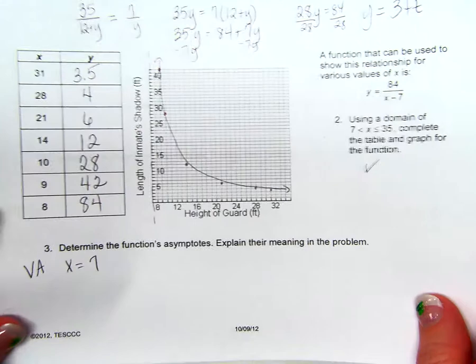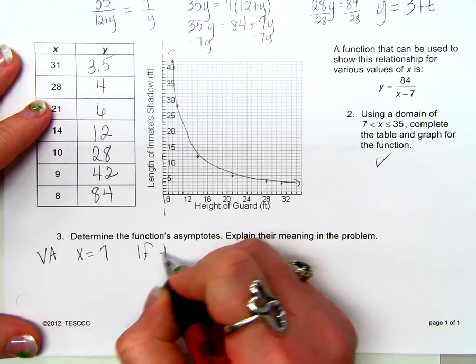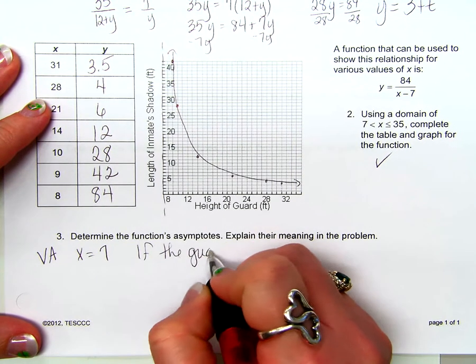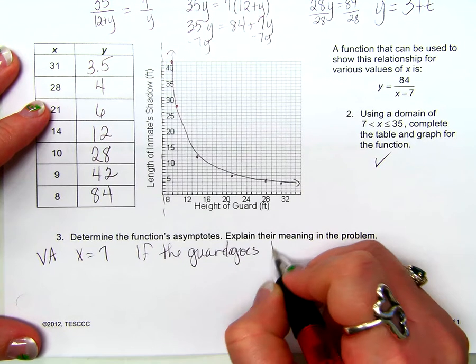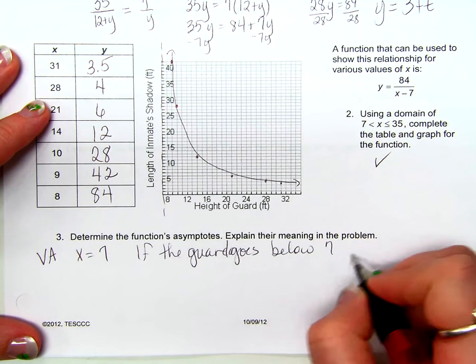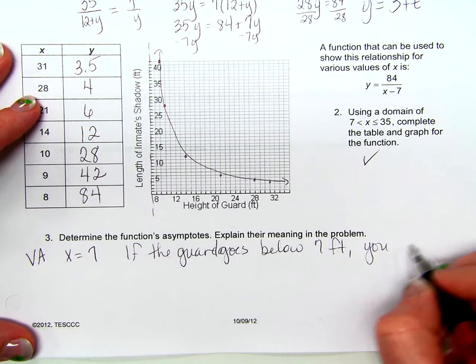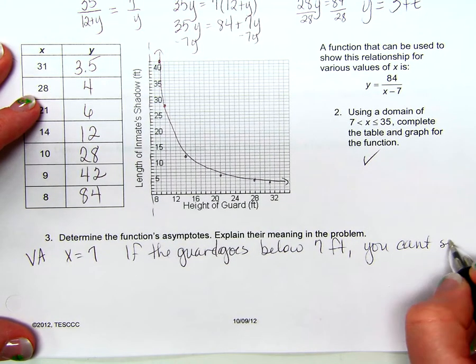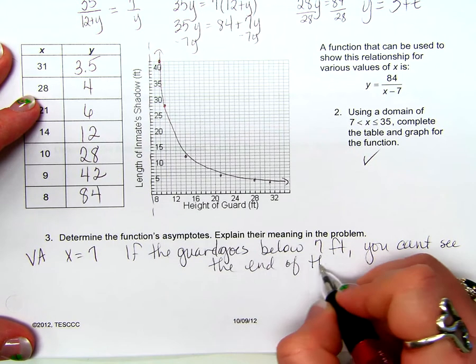Okay? So how are we going to write that? If the guard goes below 7 feet, you can't see the end of the shadow.